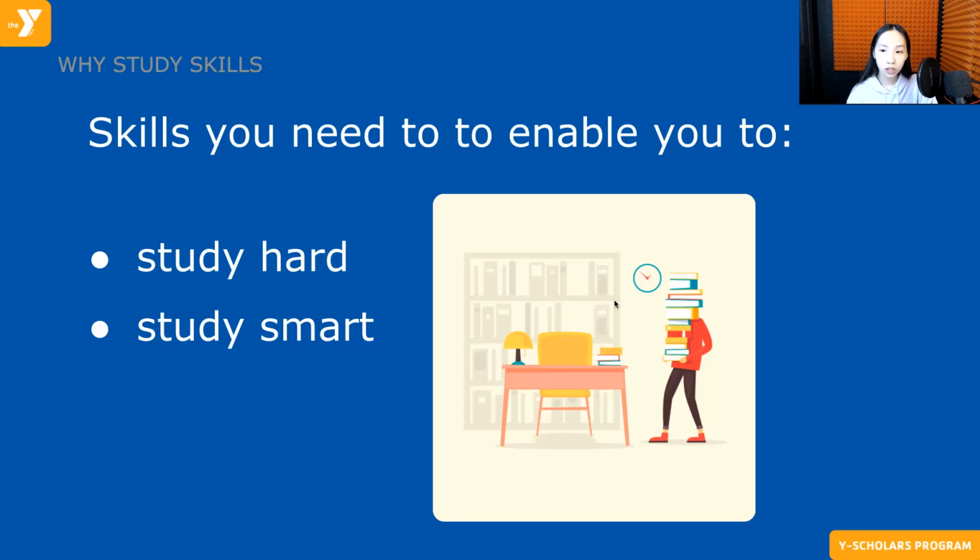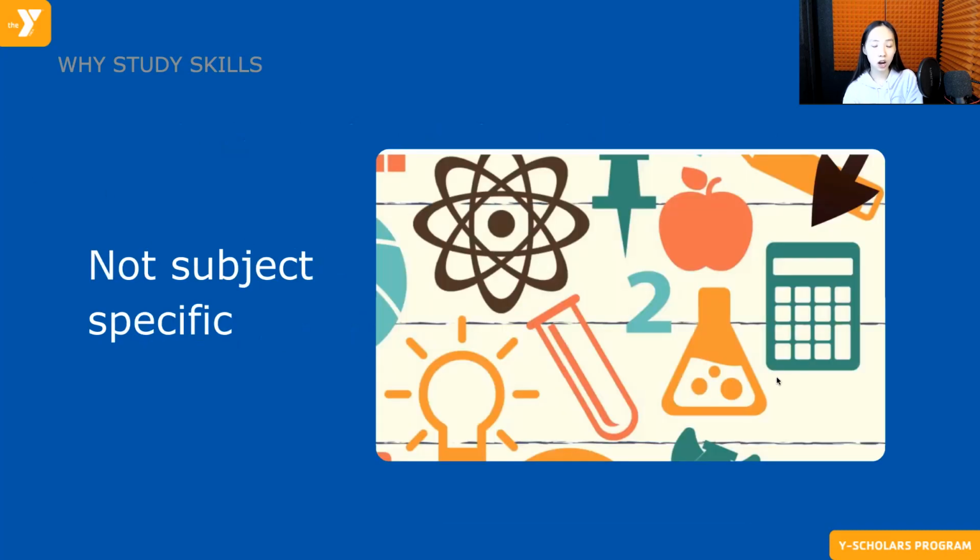So study skills are usually not subject specific. So it's very applicable, right? The way you study for one class is sometimes very similar to another class. You can do it, your study skills apply to whenever you're learning something new, basically.